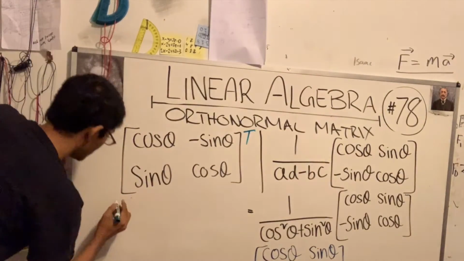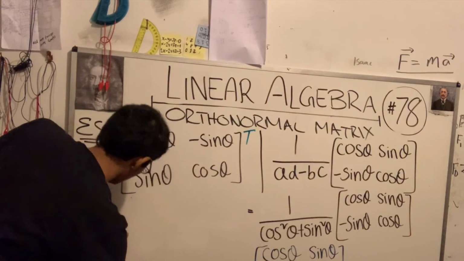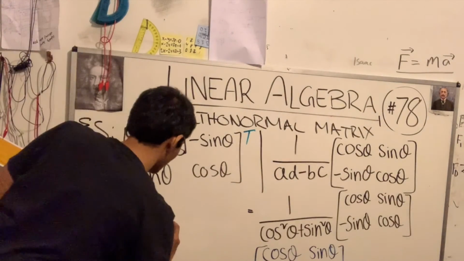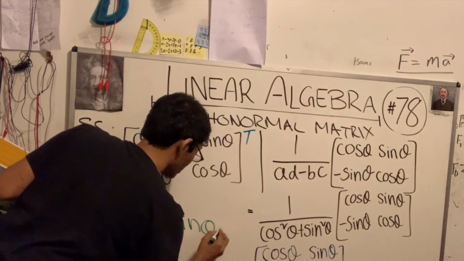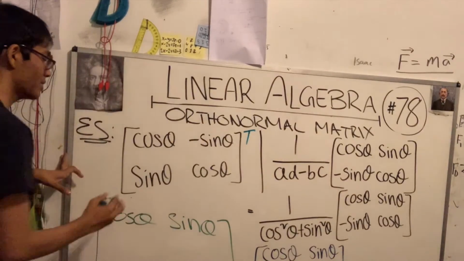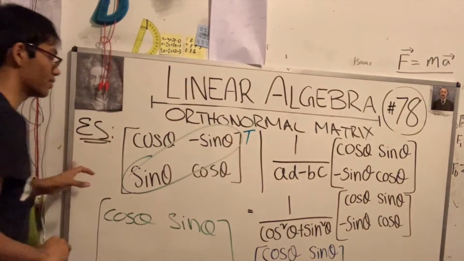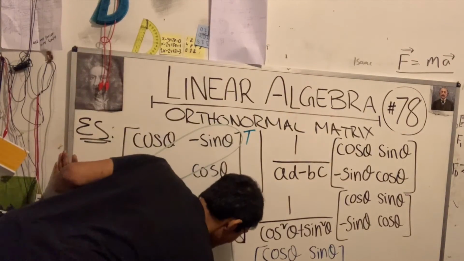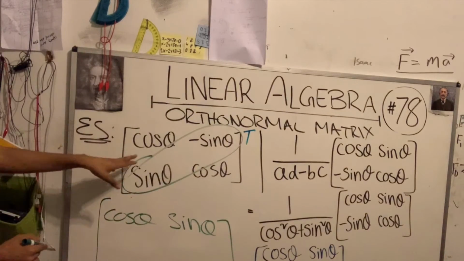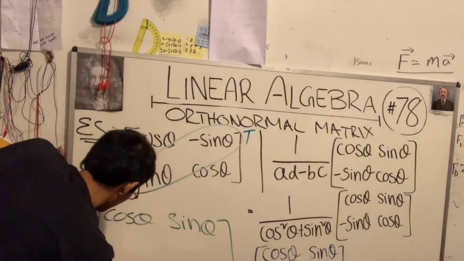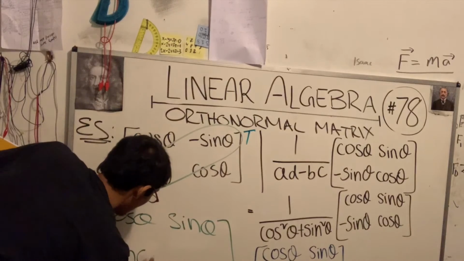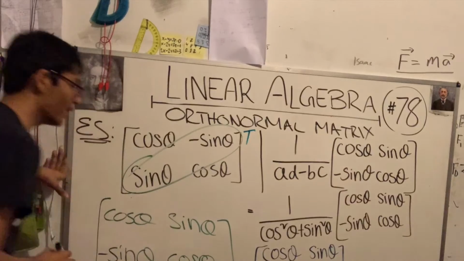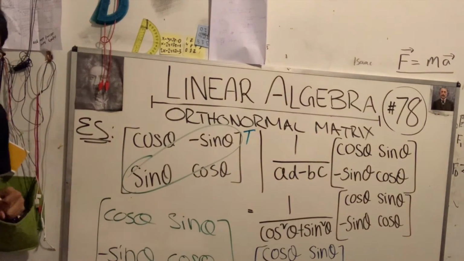Okay, so we're gonna have cosine theta, and then what? And then sine theta across the first row, right? Why? Because I'm just switching along this diagonal, the second to main diagonal, right? And then what am I gonna have for my second row? Well, my second row is simply gonna be negative sine theta, so negative sine theta, and the final entry will be cosine theta. Now you should be noticing something, and what is that something?